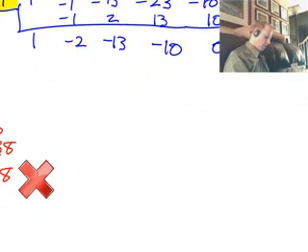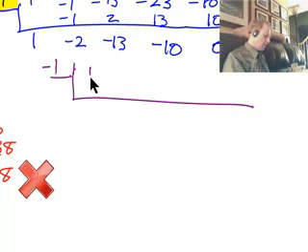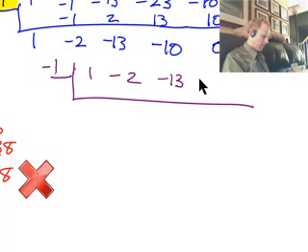So if one number works, you should always try it a second time in case it's a double root to the equation. So let me try negative 1 again, but this time I'm starting with 1, negative 2, negative 13, and negative 10. I always start with the quotient from the previous synthetic division problem.